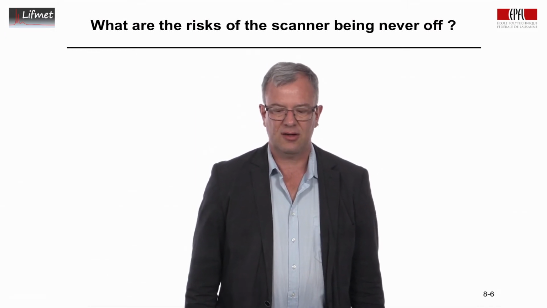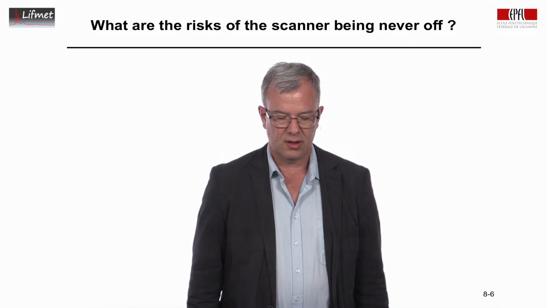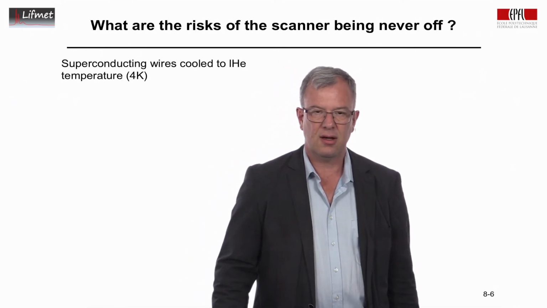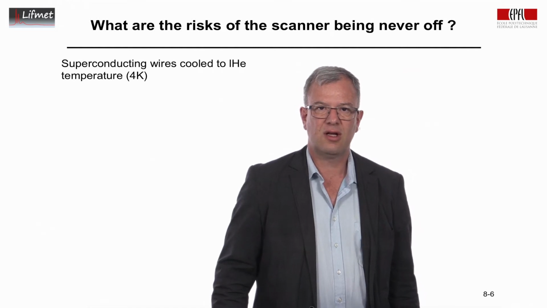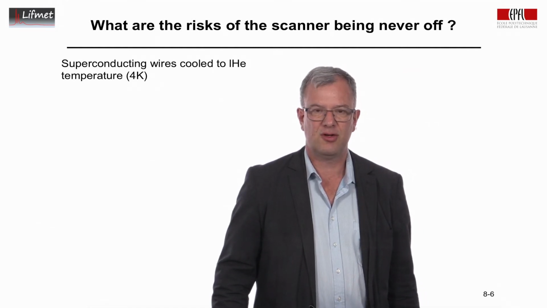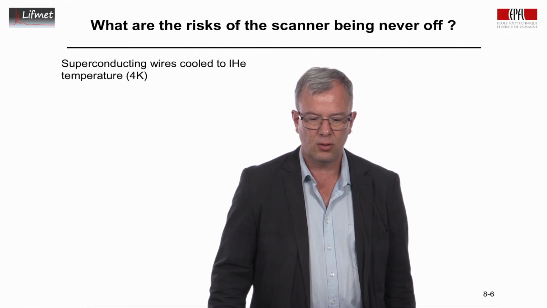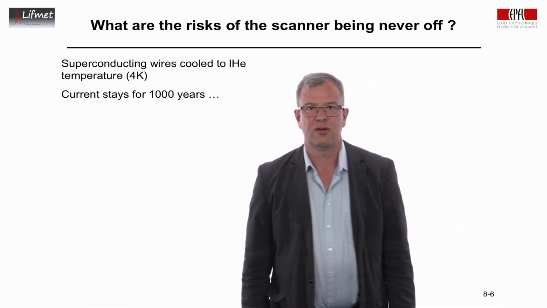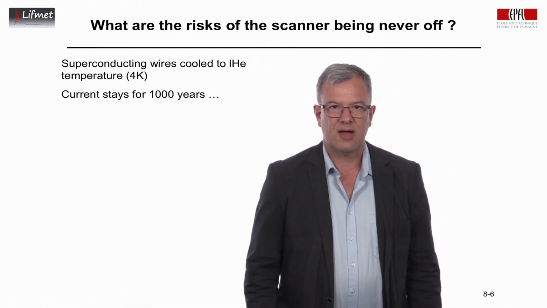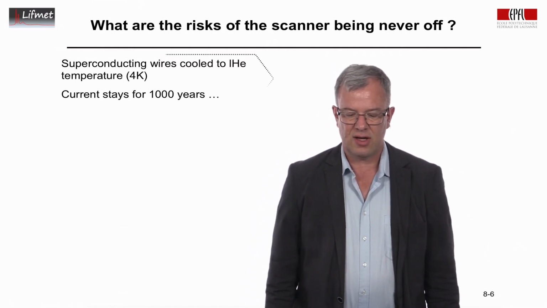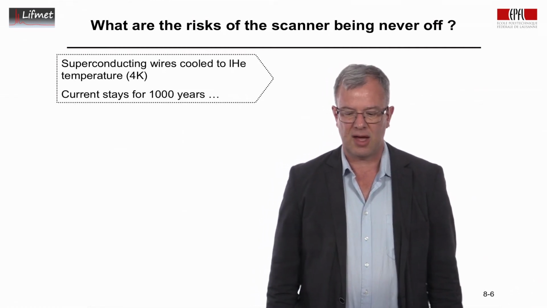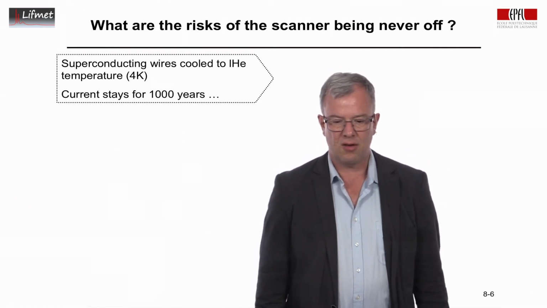Now, one thing with an MRI is it is a magnet, and that magnet is typically, in practice, always on. It is typically cooled by superconducting wires that are cooled to liquid helium temperature, so 4 Kelvin. So it's cold inside there, and the current will stay in there for 1,000 years. As it is superconducting, the resistance of the wires is essentially 0, so the current will stay in there and the magnet is never being off.